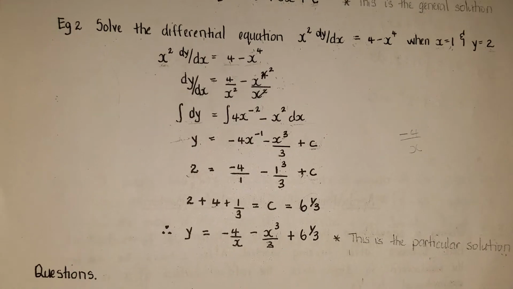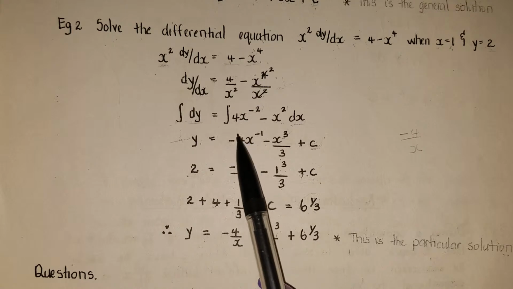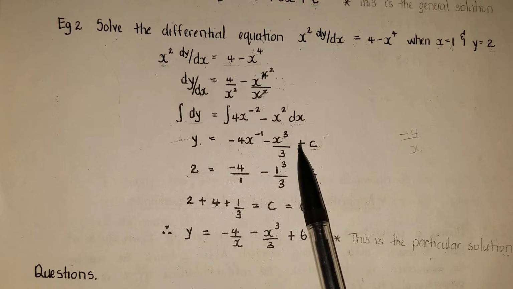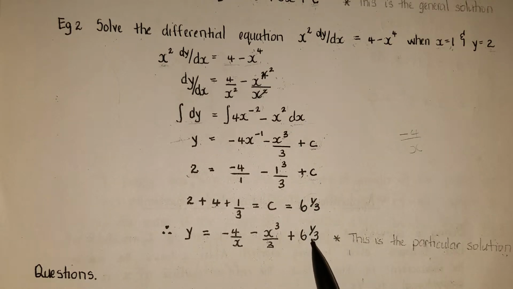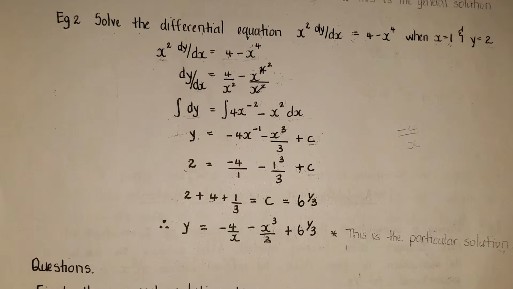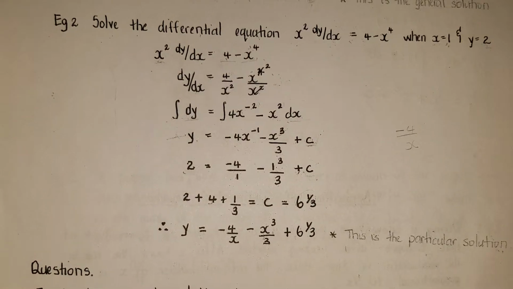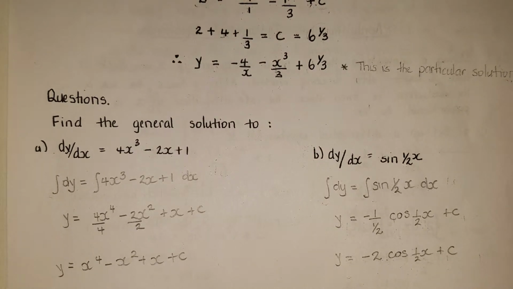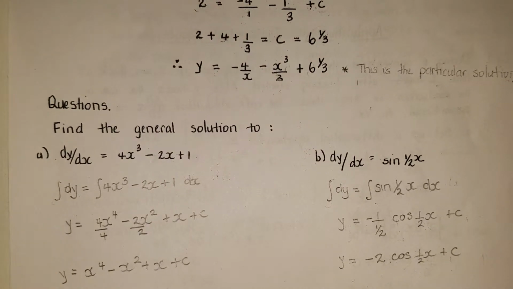So now we can plug everything in and our solution becomes y equals negative 4 over x minus x cubed over 3 plus 6 1/3, which we found as our c. And this right here is referred to as the particular solution. So we have some questions that follow. There are 2 steps. First, you separate the variables, then you integrate both sides.